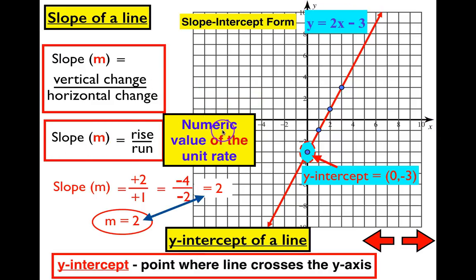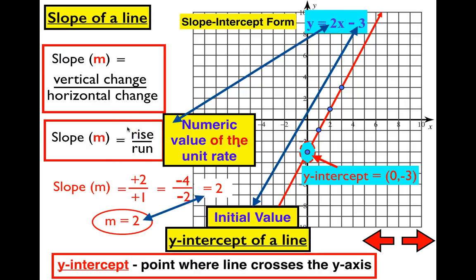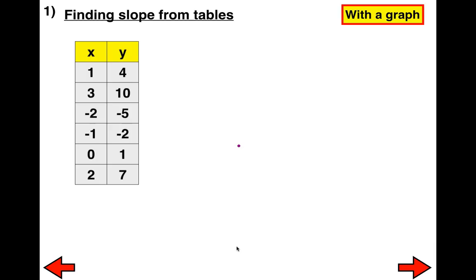Slope is the numerical value of your unit rate, okay, which is basically the number in front of your variable in this case. We were using this to represent the unit rate. Now we're going to use it to represent slope. And then this number here was once used to represent the initial value. Now it's also going to be used to represent the y-intercept of the line.